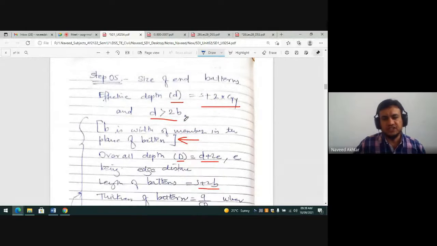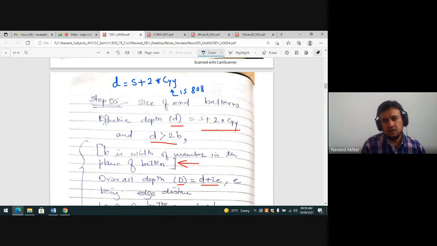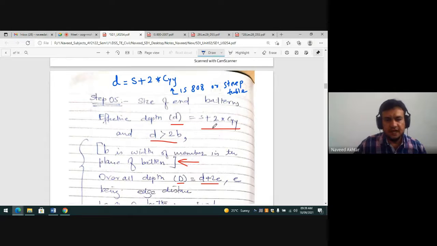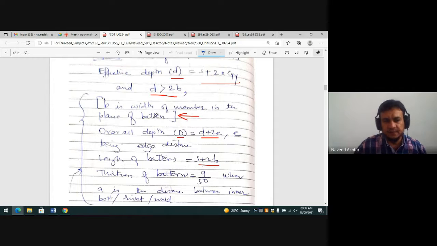Now you have to decide the depth of batten, and depth of batten should be such that D is equal to S, the spacing we found out earlier in step number 10, into Cyy, which is given in the IS 808 or steel table. You can find it from IS 808 or steel table. Okay, and D should be greater than 2 times of b. b is the width of member in the plane of batten.